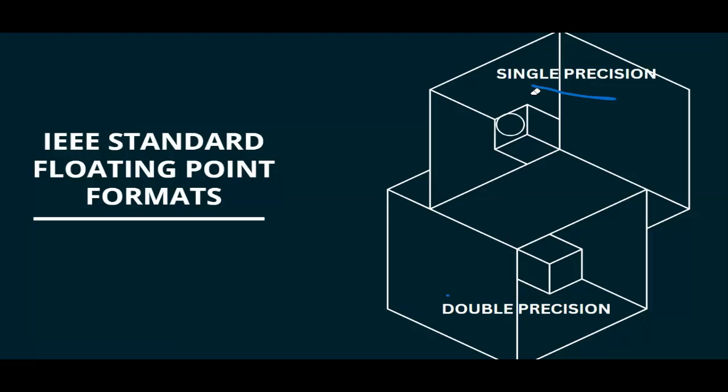In the single precision format, floating points are represented using 32 bits. That means the single precision format is a 32-bit representation of floating points. On the other hand, floating point numbers are represented in 64 bits in the double precision format.